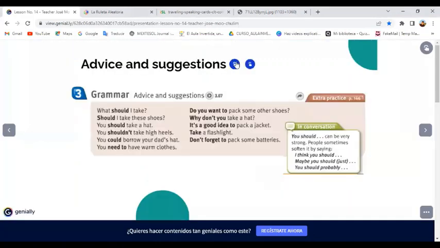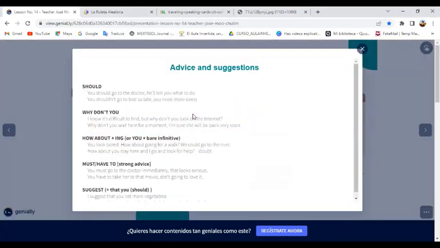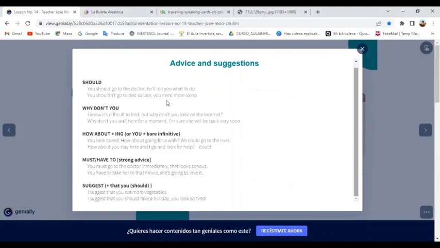Well, here we have a brief explanation of how we can use each one of these modal verbs. First, we have should, and here we have some examples. For example, you should go to the doctor, he'll tell you what to do. Deberías ir al doctor, él te dirá qué es lo que puedes hacer. You shouldn't go to bed too late, you need more sleep. No deberías irte a la cama tan tarde, necesitas dormir más.